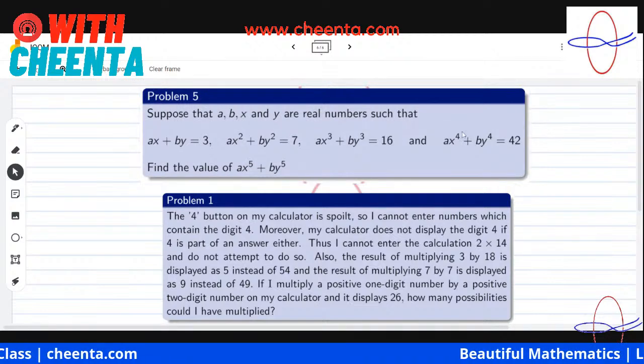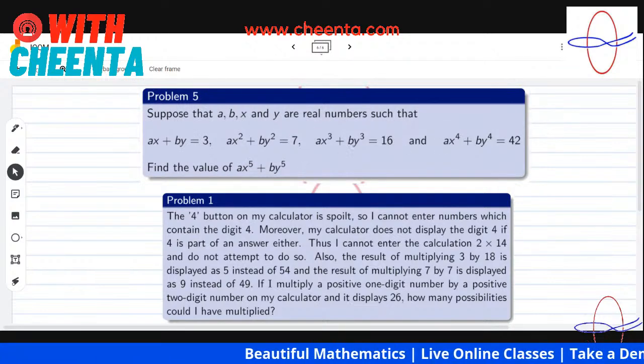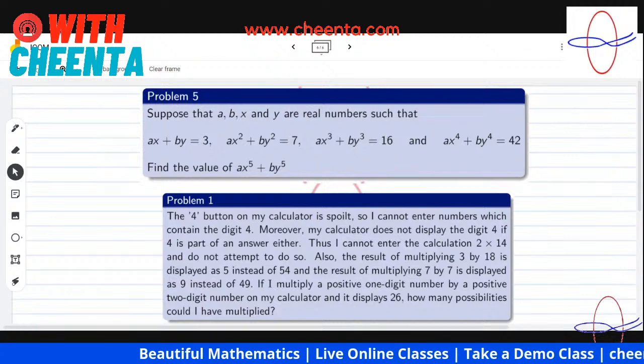So think about this problem. I will do the first problem, okay? How do you find a x to the power 5 plus b x to the power 5? Let's think about it.